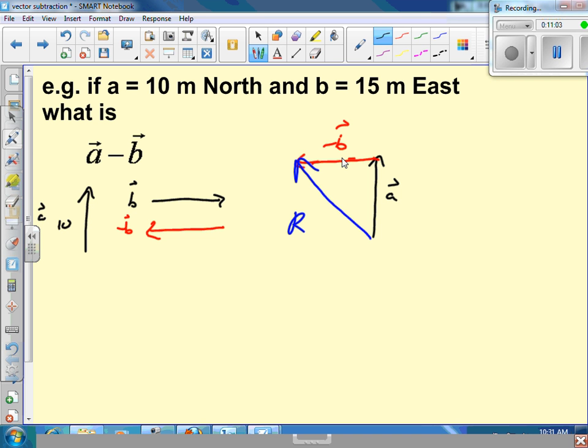Okay? Now, is that a right triangle? It is. So that means I can use Pythagoras. I don't have to use my protractor. So I'm going to write r squared is equal to 10 squared plus 15 squared.